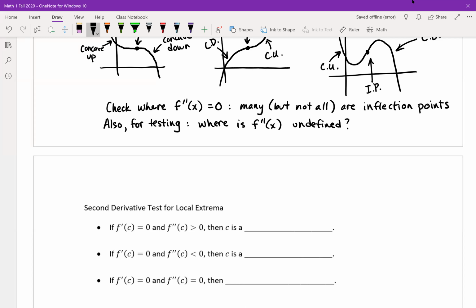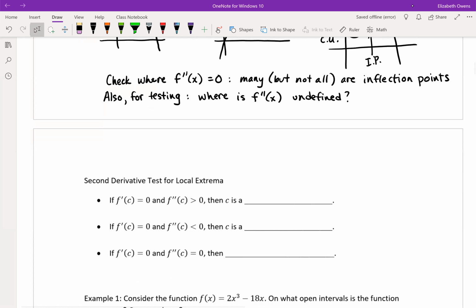We have one more test we can do with the second derivative, and this is called the second derivative test for local extrema. For this, we're looking at places where the first derivative equals 0, so where f prime of c equals 0. Notice that that is a critical point of the function f of x. So you're already starting with looking at a critical point.